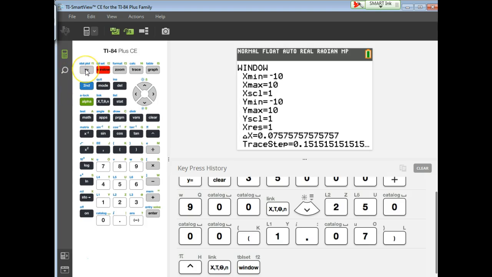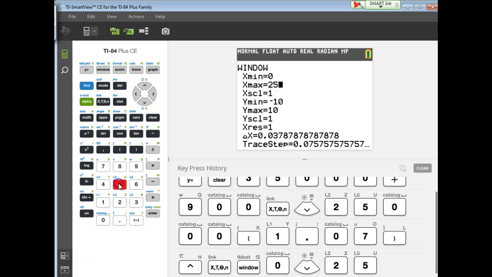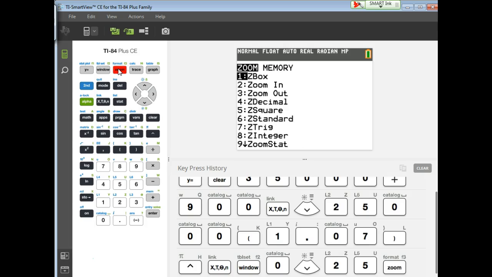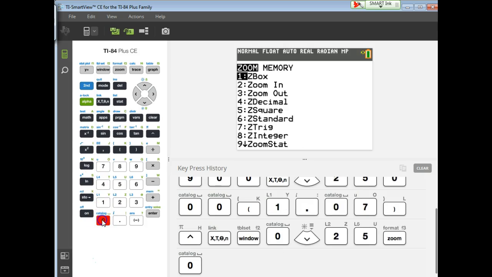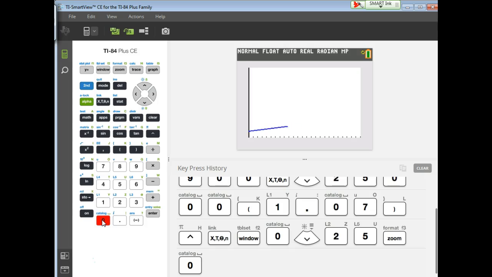45. But like starting when? 0. 0 to... Oh, okay. So then I don't have to worry about the rest of the window. As long as you set up the x's, you can do zoom fit. So 0 to 25 for x's, and then go to zoom and scroll down to the 10th one, or you can just type a 0, and it will magically fit it for you. There's that linear growth. There's the exponential growth.